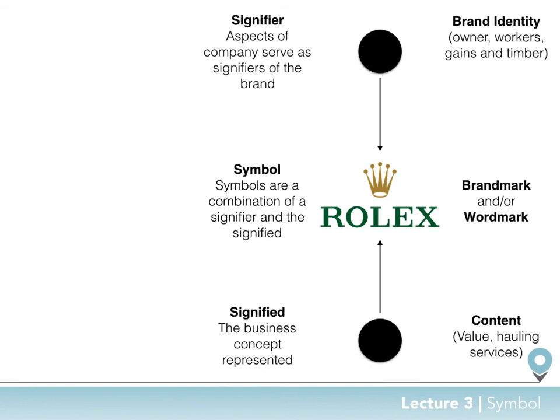To apply the sign-referent relationship proposed by Ferdinand de Saussure, a symbol is fundamentally composed of the signifier, the form the sign takes, and the signified, the business concept the sign represents. The logo results from the association of the signifier, the people behind the running of the business, and the signified, the related tangible value created by the company.